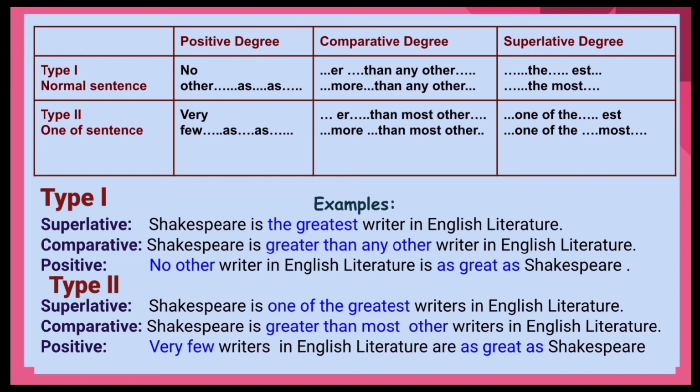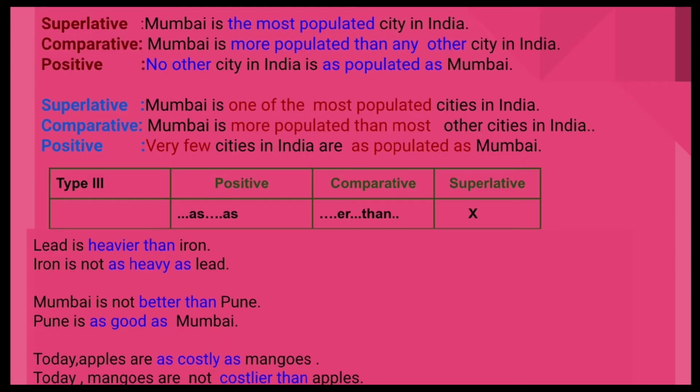So let's see one more example and it will be more clear to you. Mumbai is the most populated city in India. So this one is your type 1 sentence. So we can transfer it into the comparative and positive. Mumbai is more populated than any other city in India. And in positive degree, no other city in India is as populated as Mumbai.